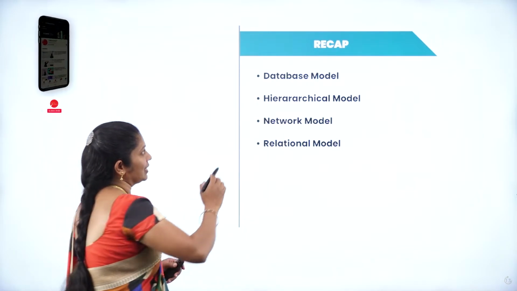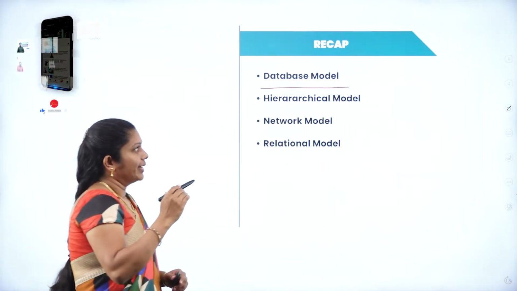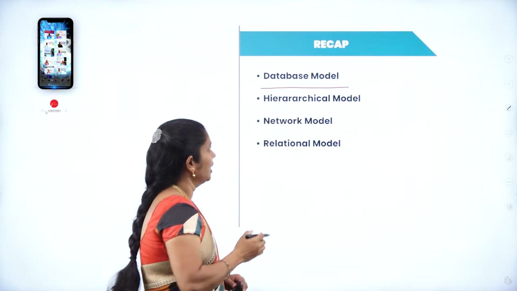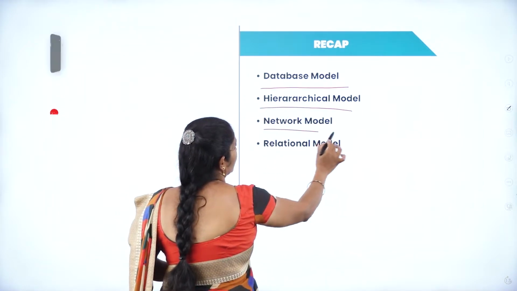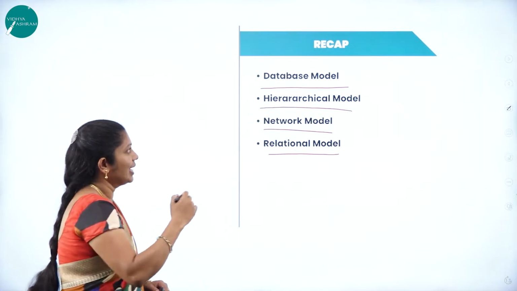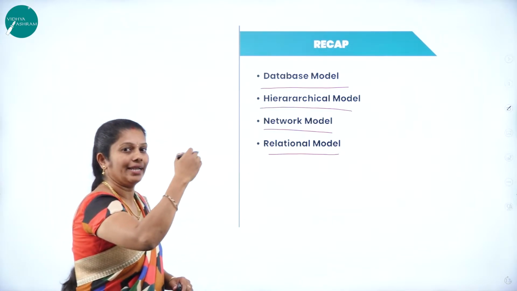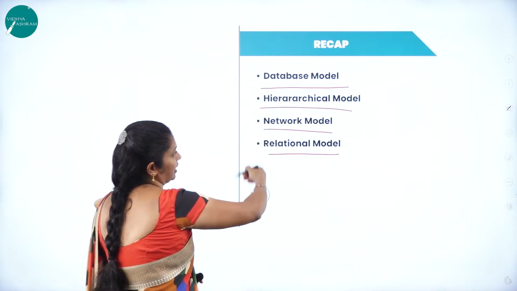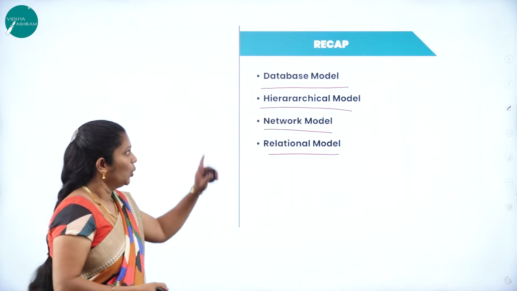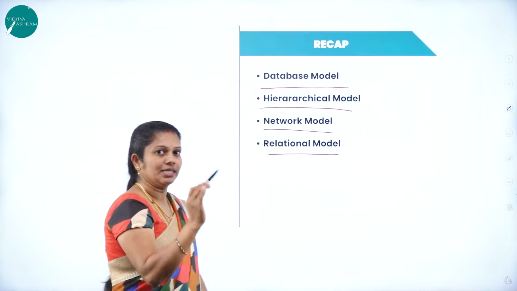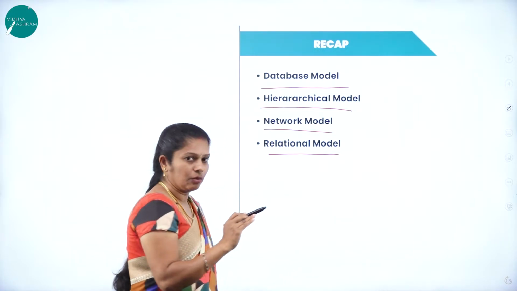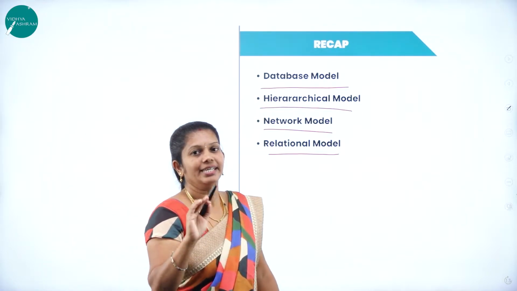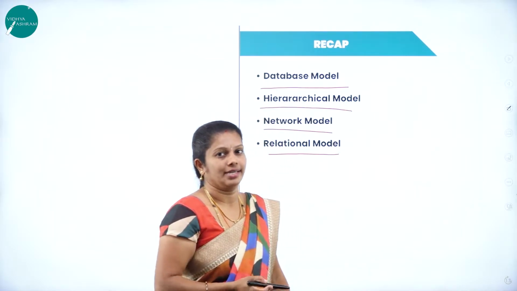In the previous class, you studied what we mean by database models, that is, the general structure of the data in a database: hierarchical model, network model, relational model. In the hierarchical model, how the data are arranged, how it can be accessed, the advantages and disadvantages, everything you have studied, as well as in the network model and the relational model. In the hierarchical model, the data is represented in tree format. In the network model, data is represented in graph format. In the relational model, data is represented in table format. All this you have studied in the previous class.